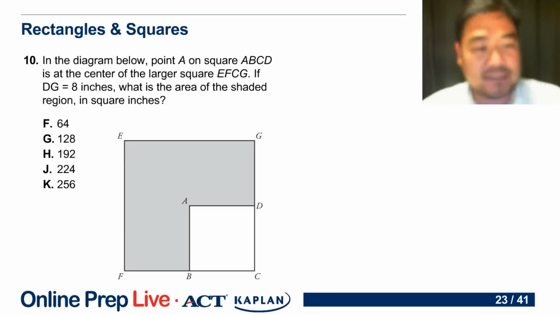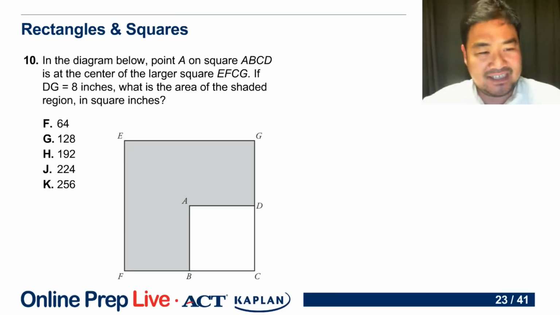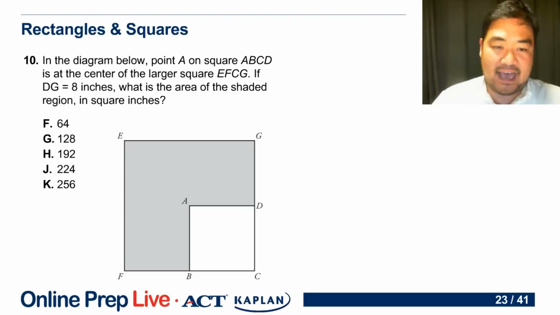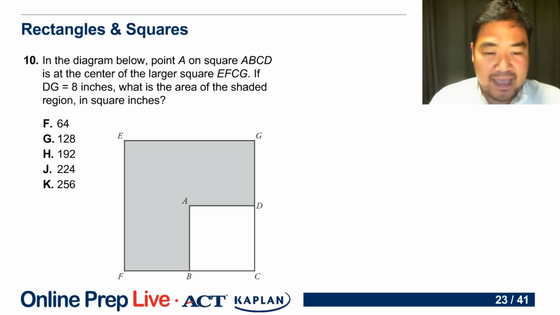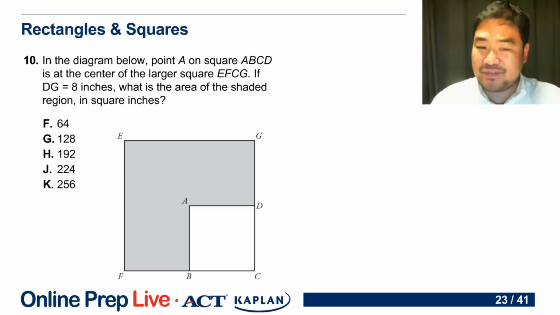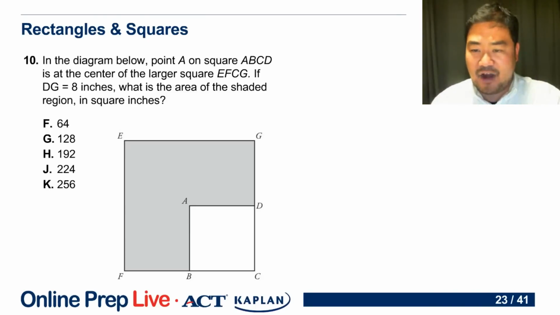Again, the poll is open if you want to take a shot at this question. Let's take a look at this one together. In this diagram, point A on square ABCD is at the center of the larger square EFCG. If DG is equal to 8, what is the area of the shaded region in square inches? Interesting here, because it's very similar to the question that we saw earlier. We want the area of some sort of shaded region here, right?